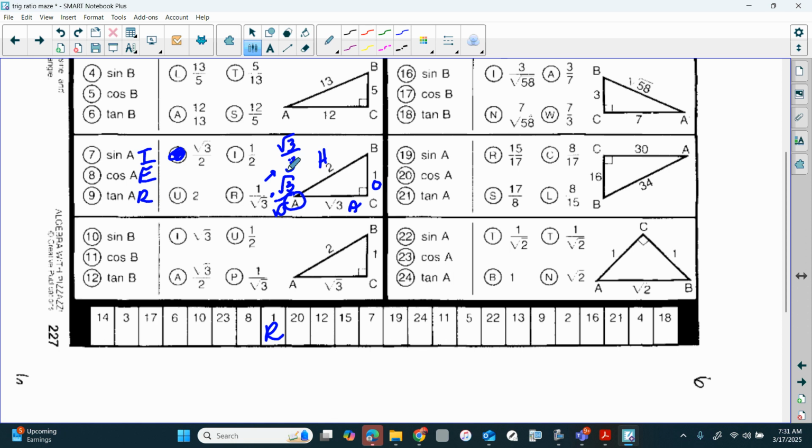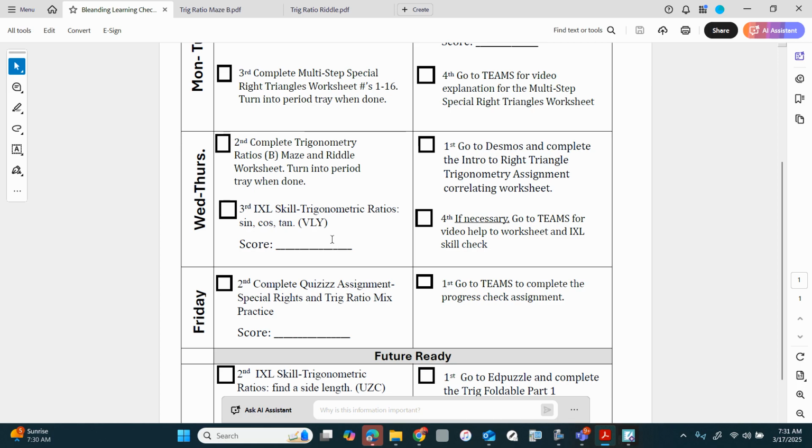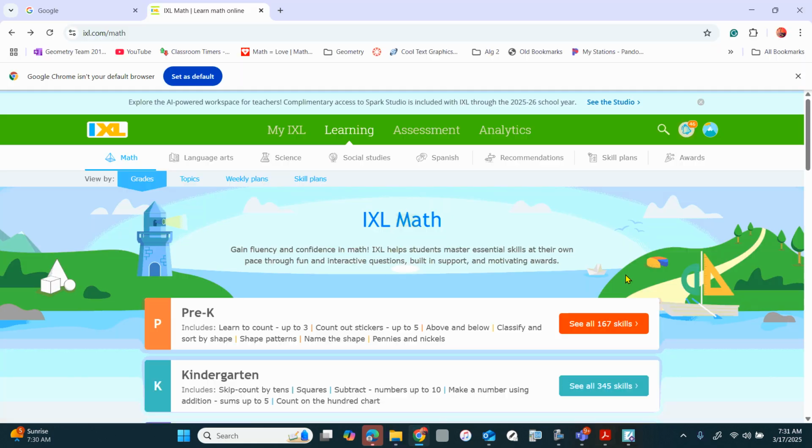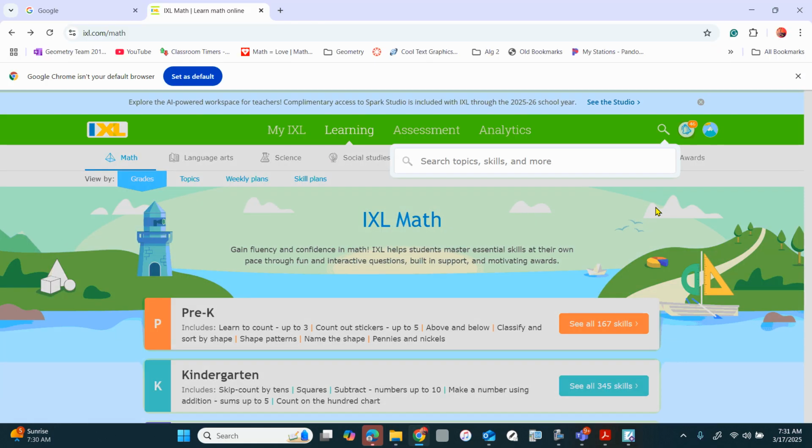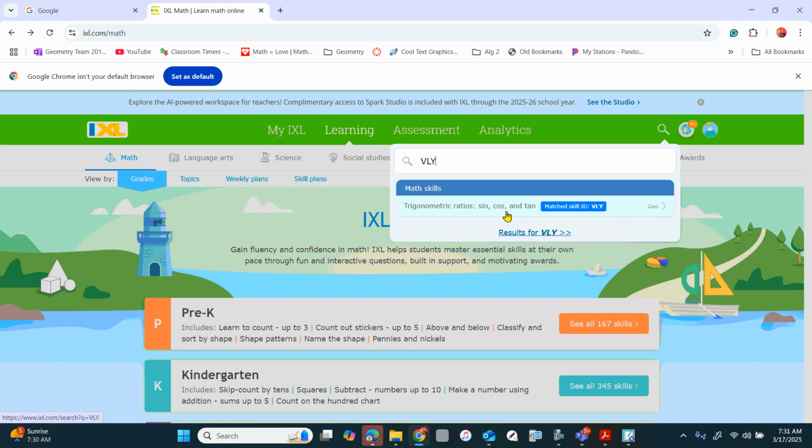If there's an answer choice not showing up in your box, because your answer choice has to be one of these 4, then just make sure you rationalize that. And I know you're definitely going to have to do that on the IXL. So let me go back to your checklist. When you get an IXL, let's just type in the code. There it is here.